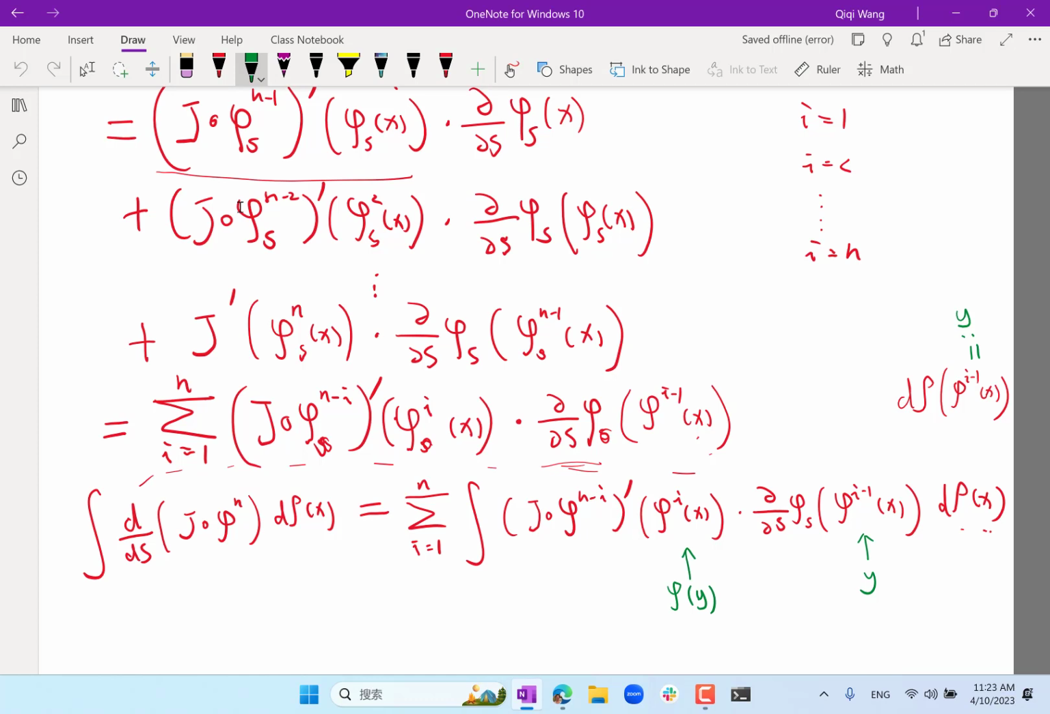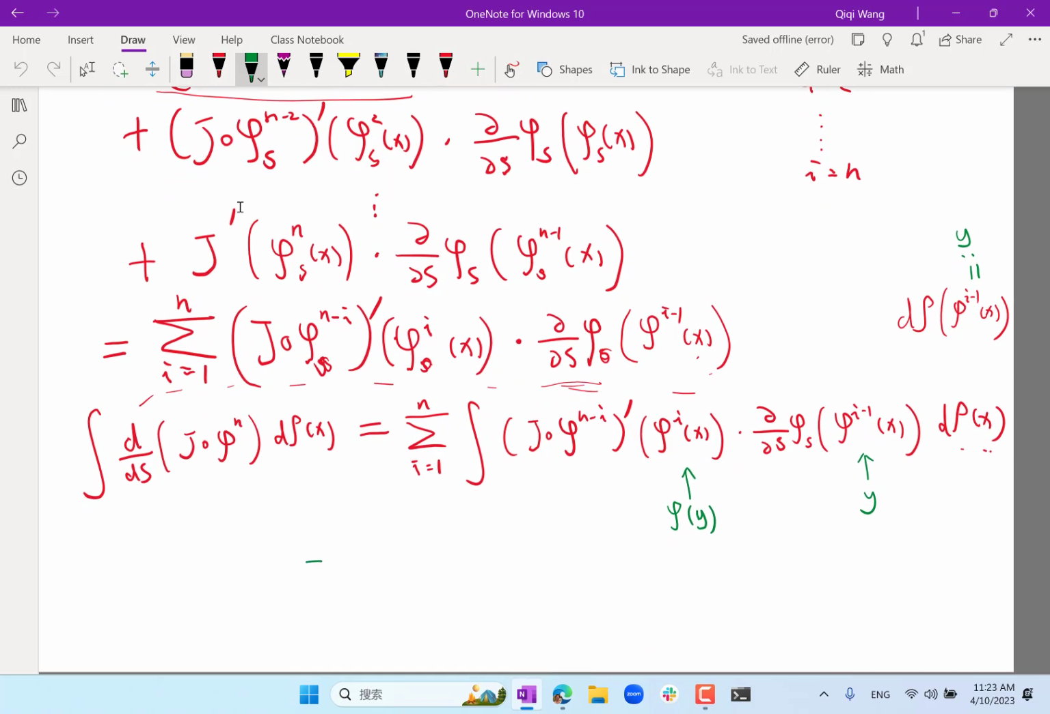Because y is phi to the i minus 1, right? So phi to the i is phi operated on y. Okay, so then what we get is this summation, i goes from 1 to n, of the integral. Still, the derivative is the same, but operated at phi y, times now the partial derivative of phi s at just the y and the d rho of y.